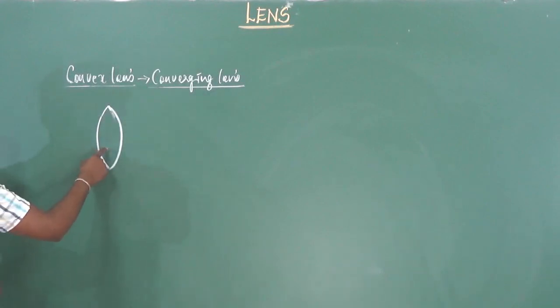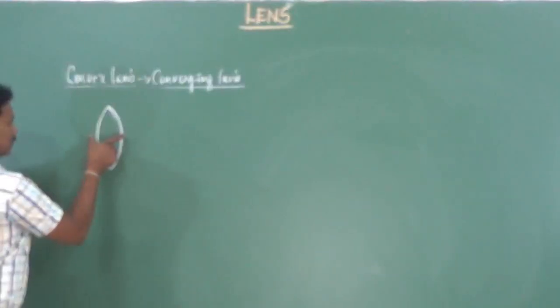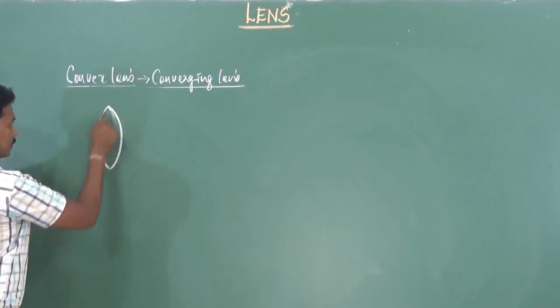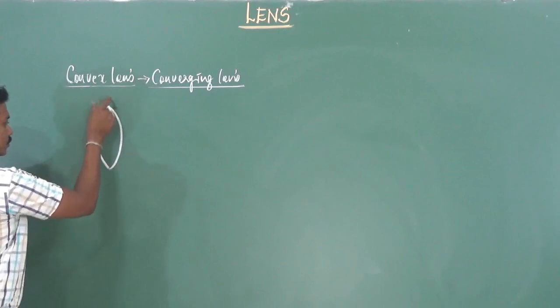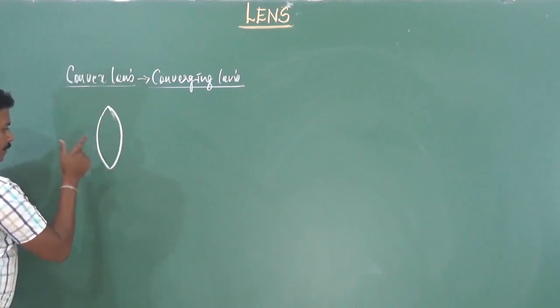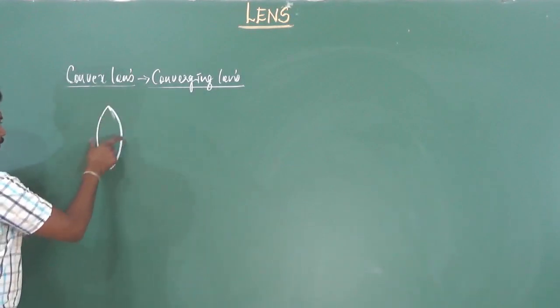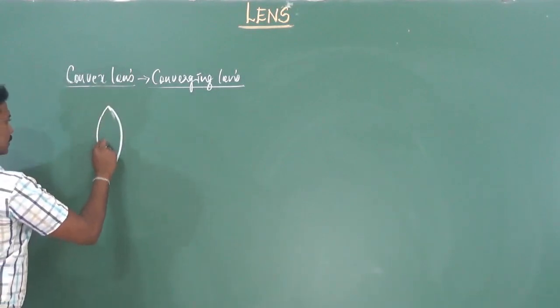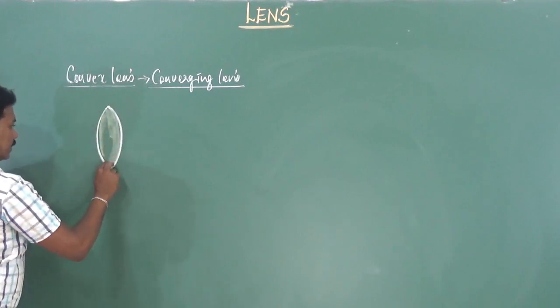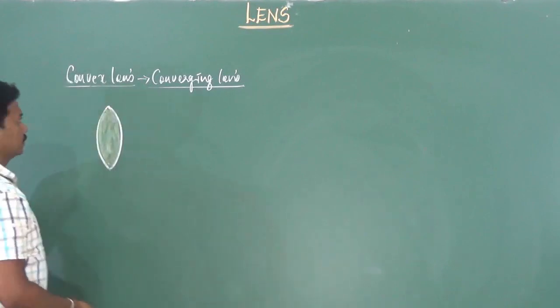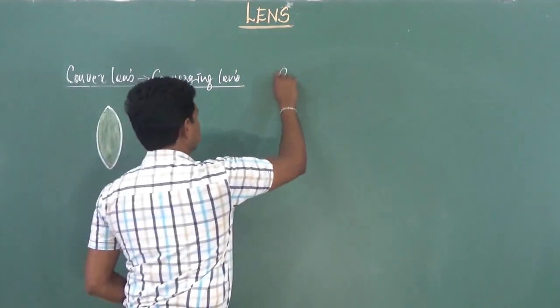A convex lens is a transparent material having two refractive surfaces which are both spherical in nature, where it is thick at the center and thin at the edges. See, these are the two edges. Towards each edge it is going to become thin. So it is thick at the middle and thin at the edges. So this is a convex lens. Now we'll go with the concave lens.